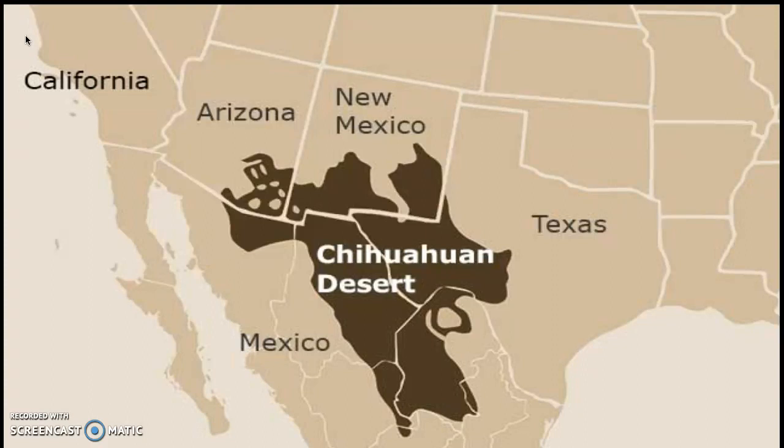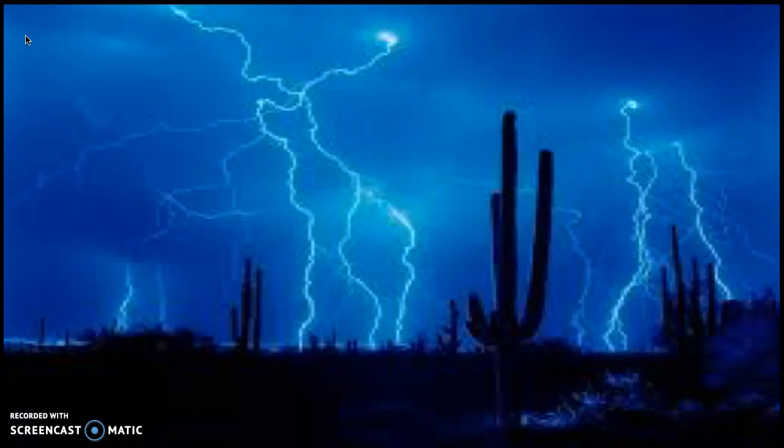The Chihuahuan Desert has high elevations. In the winter it freezes. It has small cacti, and the shrubs are the most common plant. Like you can see, the Chihuahuan Desert expands itself between Arizona, New Mexico, and Texas, but the majority of it is in Mexico. We are going to start by talking about the weather in the Chihuahuan Desert.